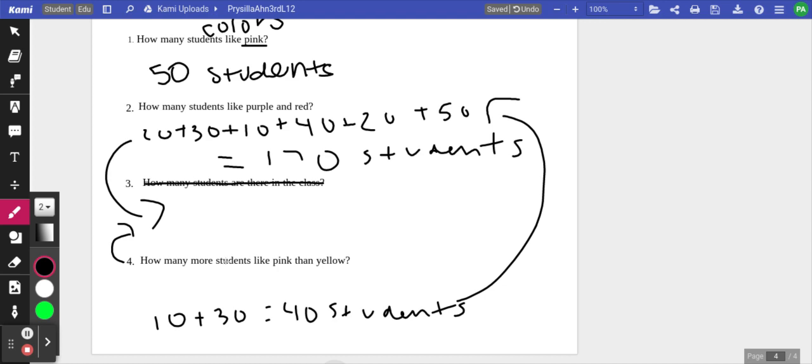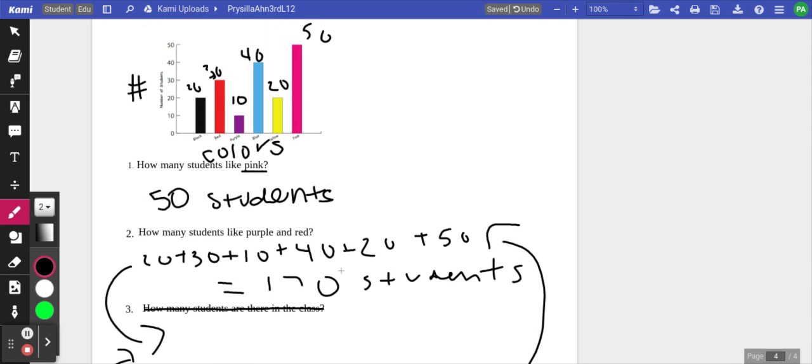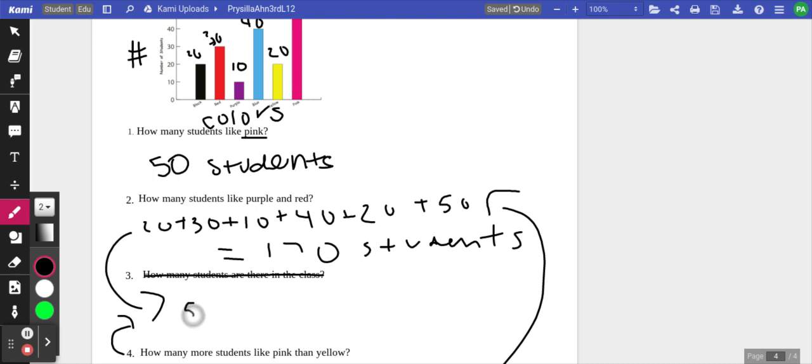So how many more students like pink than yellow? So let's see how many pink there is. So 50. And since we're comparing, we're obviously going to be subtracting. And 20 yellow students. And so that is 30 students.